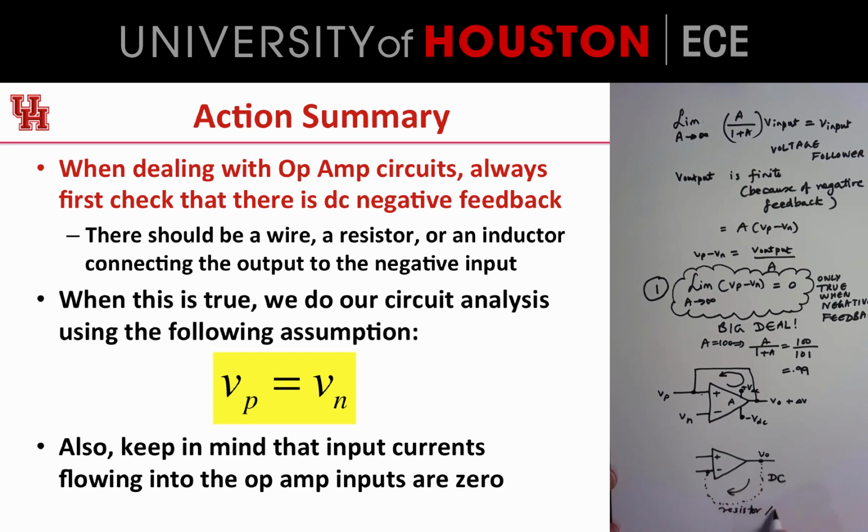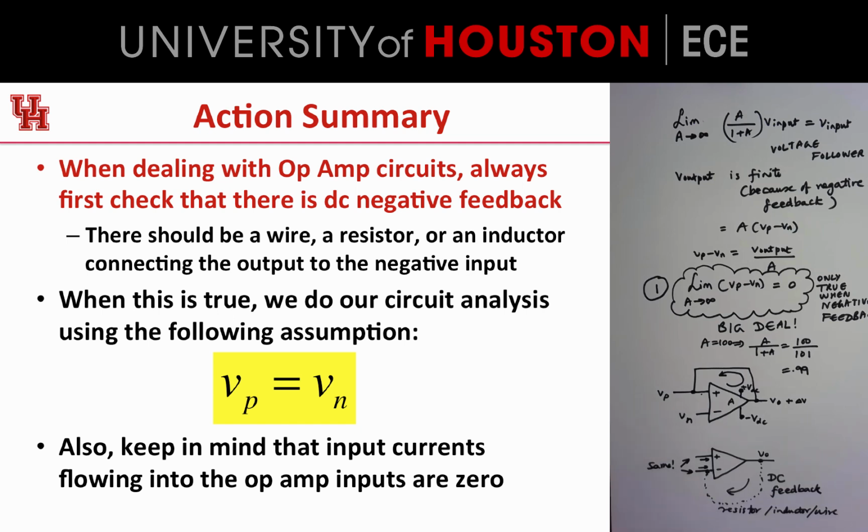or perhaps an inductor, or just a wire, which means a resistance equal to 0, connecting the output to the input. So we need the feedback to be a DC kind of feedback. Now, whenever this is true, we simply know that these two voltages are going to be the same, and we exploit that fact in order to solve our circuits. The only other thing we take advantage of is the fact that the input currents going into the op-amp are 0.